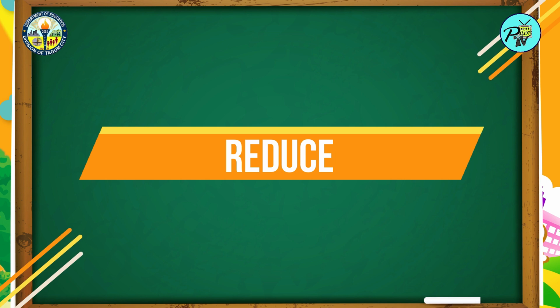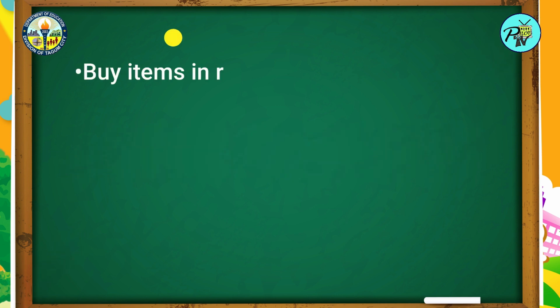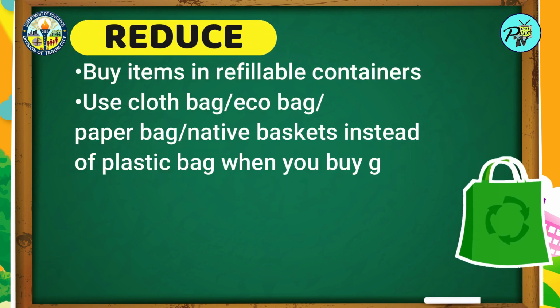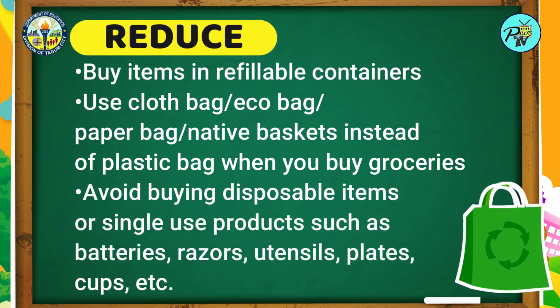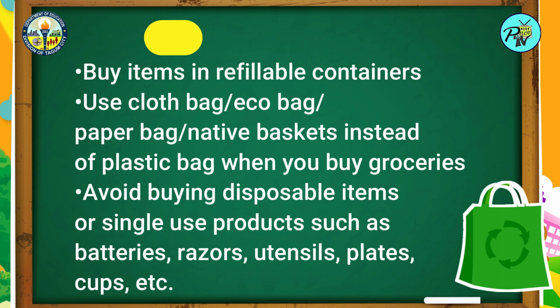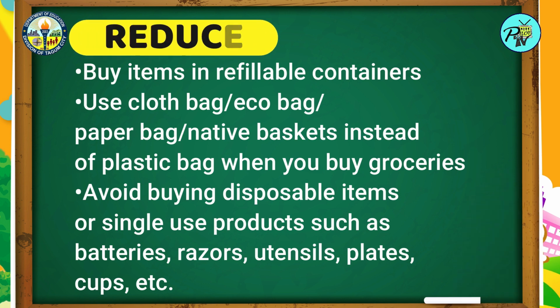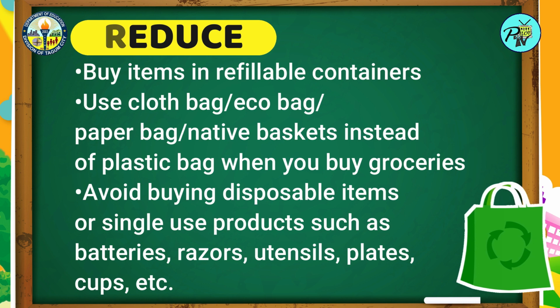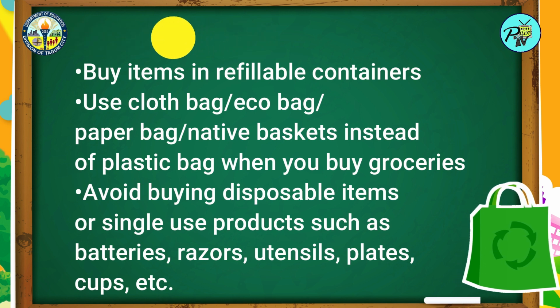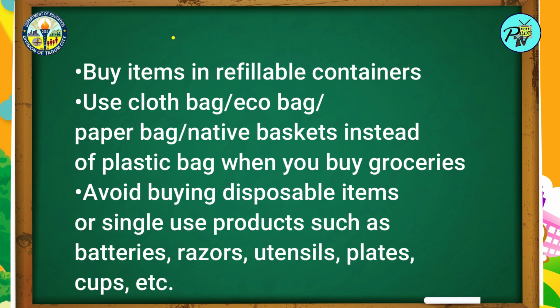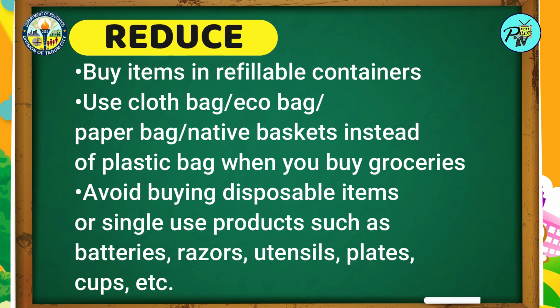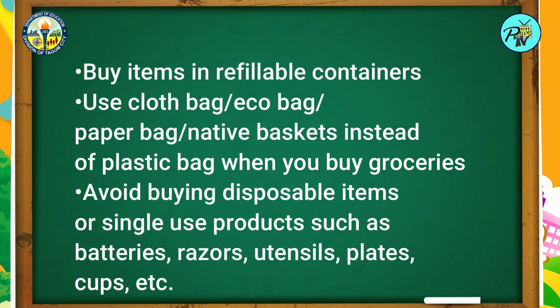First is reduce. Buy items in refillable containers. Use cloth bag, eco bag, paper bag, or even native baskets instead of using plastic bag when you buy groceries. Avoid buying disposable items or single-use products such as batteries, razors, utensils, plates, cups, and other plastics.